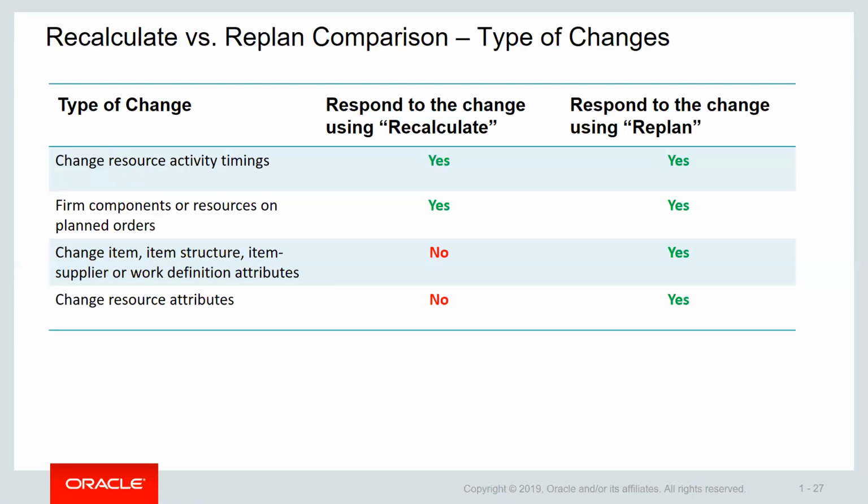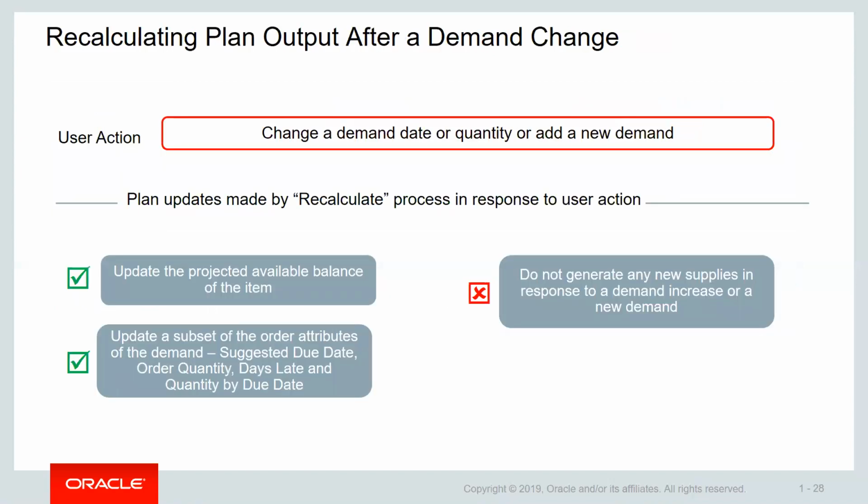Here we also have the comparison of recalculate versus replan for some other type of changes. Here in this example, we see how the recalculate process affects the plan with respect to a demand date or quantity change. For example, it updates the projected available balance of the item and also updates some of the order attributes of the demand, such as the suggested due date and days late.